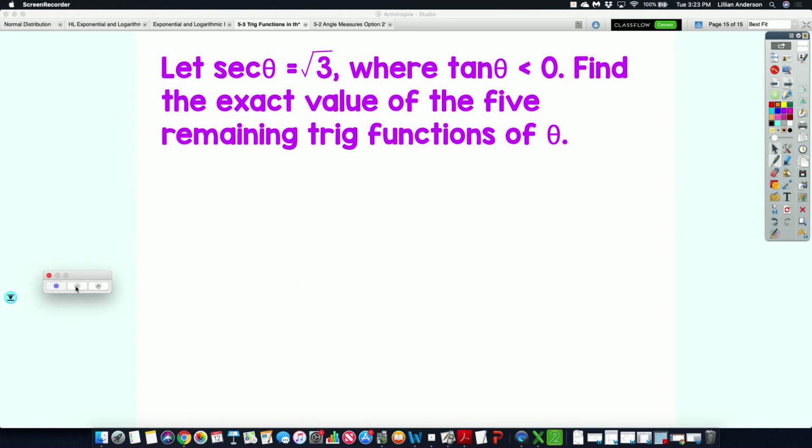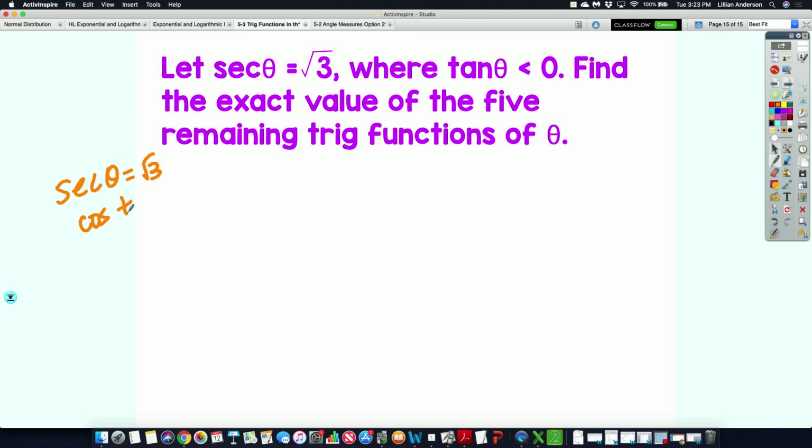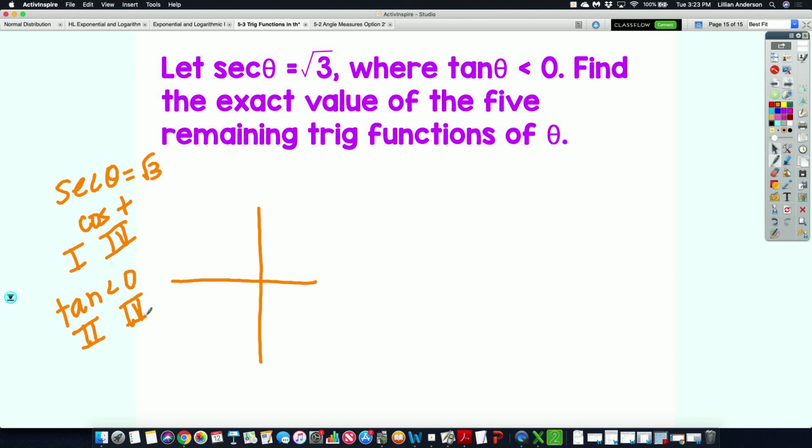So for this last example, we have secant theta equals the square root of 3, where tangent theta is less than 0. So first off, we know that if secant is positive square root of 3, that means that cosine has also got to be positive. Well, in our quadrants, cosine is positive in the first quadrant and the fourth quadrant. And it also says that tangent has to be less than 0, which means that tangent has to be negative. Tangent is negative in the second quadrant and the fourth quadrant. So where do the two overlap?